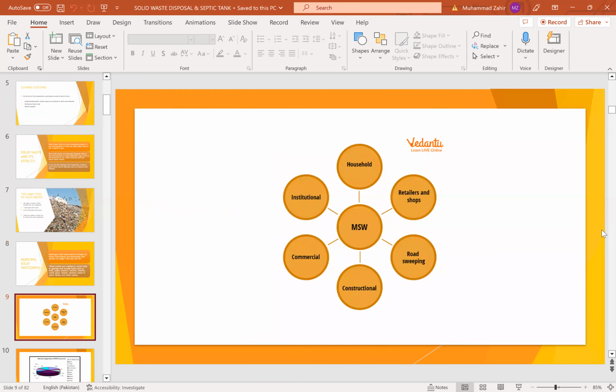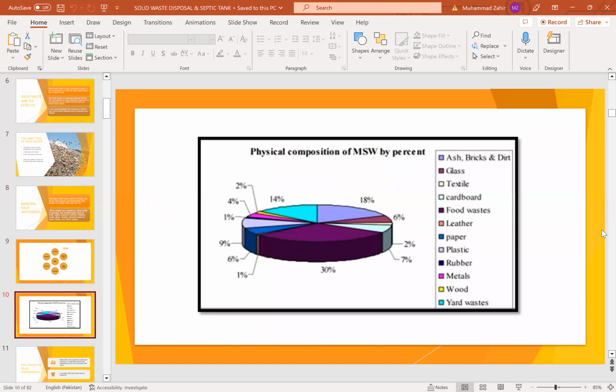You can see these are all included in municipal waste: household, institutional, commercial, construction, road sweeping, retailers, and shops. If we see the physical composition, the maximum, 30%, is food waste. Then 18% is plastic, and this is cardboard, etc.